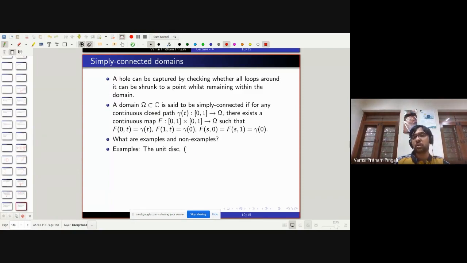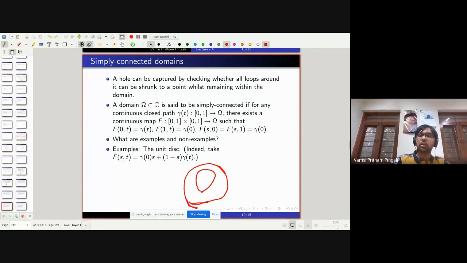Examples: the unit disk. How do you prove that the unit disk is simply connected? We can do the following. Suppose you have any loop like this. Just define f of s, t as gamma of 0 times s plus 1 minus s times gamma of t, which means you connect all these points by means of a straight line to this. At every point of time, you get these sorts of curves. And this will always be within the domain. f of s, t is also within the unit disk.